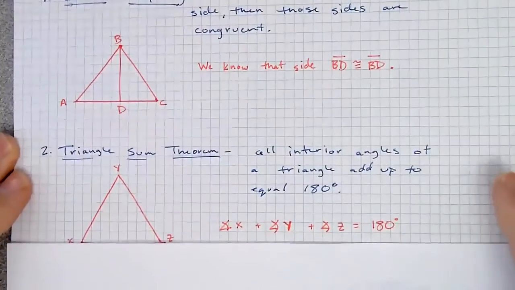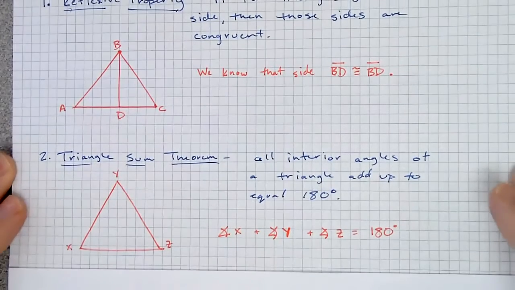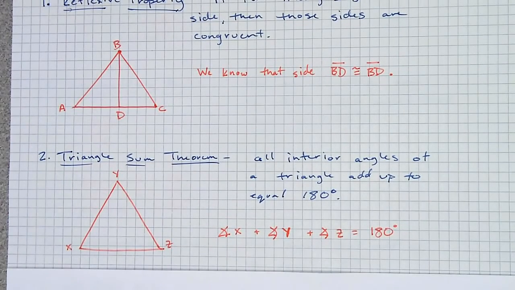Next one, triangle sum theorem. So that's going to state that all interior angles of a triangle add up to equal 180 degrees. Again, something you probably already know. But in this example, we got angle X, Y, and Z that are going to equal 180 degrees.